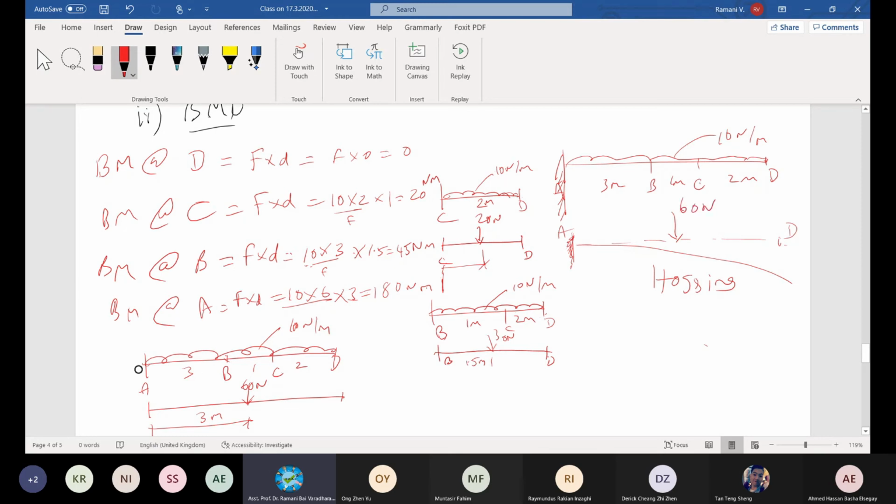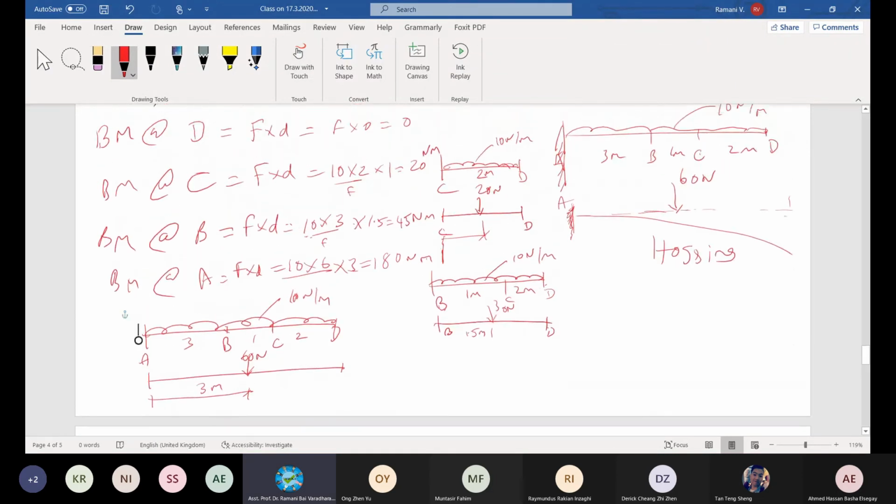60 Newton. When you push it, it will be bending like this. It won't bend like this, isn't it? It will bend like this. So it is a hogging moment. Got it, Hassan? Okay. So it is hogging. Everyone agreed. Yes, my team has agreed.